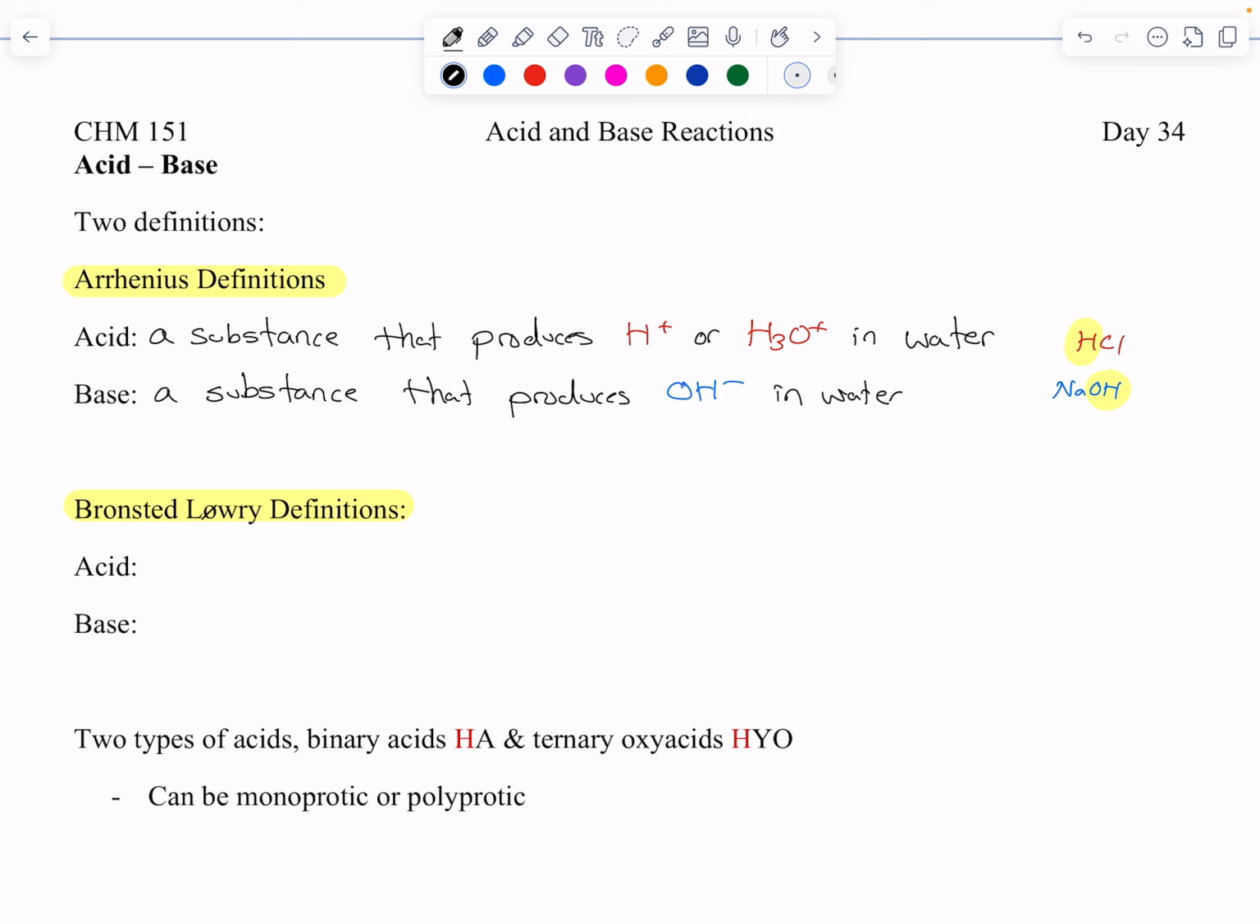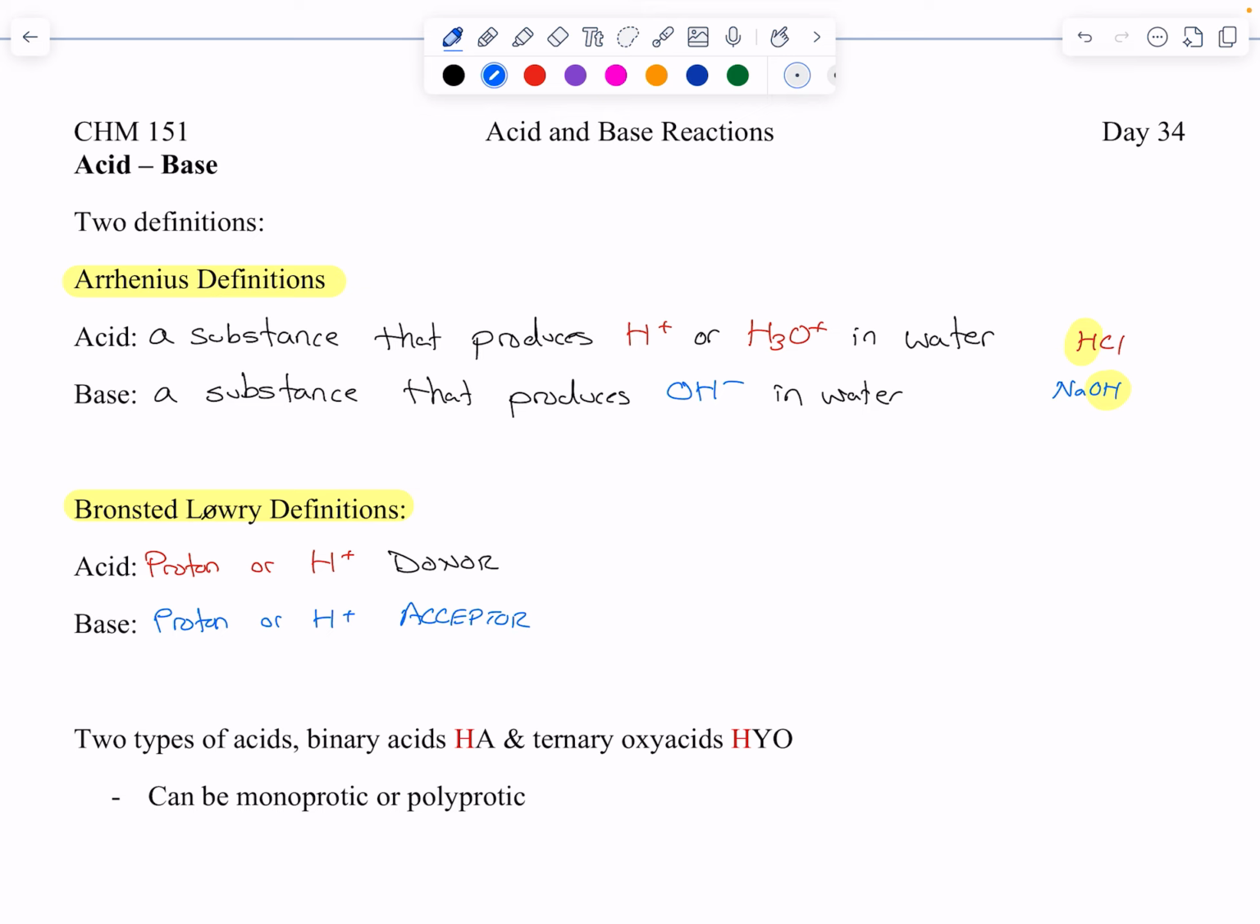An acid is a proton or H plus donor. And the base is a proton or H plus acceptor. And so you're either going to donate an H plus or accept an H plus. And we got lots of examples coming.